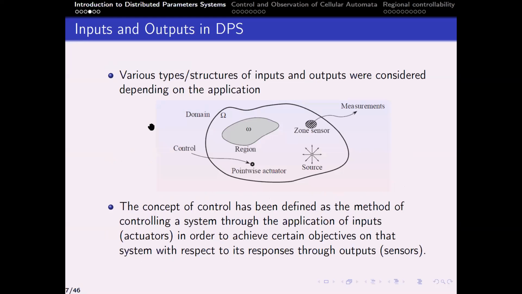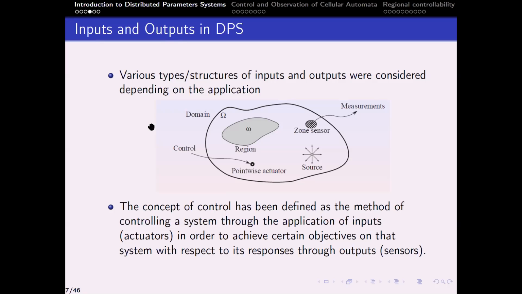Then there are two things which are very important in DPS: inputs and outputs, which have a reality in the system. They can have controls and measurements on the system, and these controls are specially extended. They have reality, and they can be pointwise actuators. They can be zone actuators, and they have many types. And depending on this structure, the solution of the system of equations, the state of the system, may have different forms.